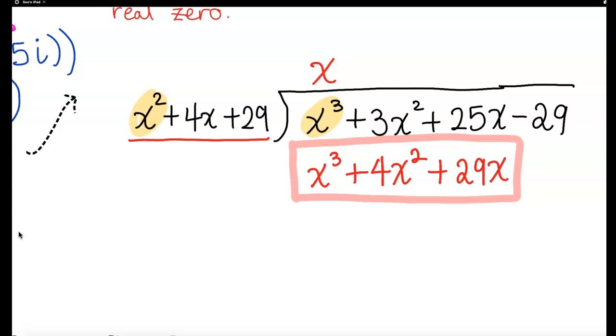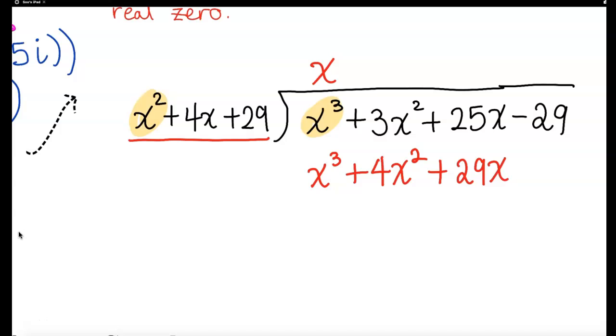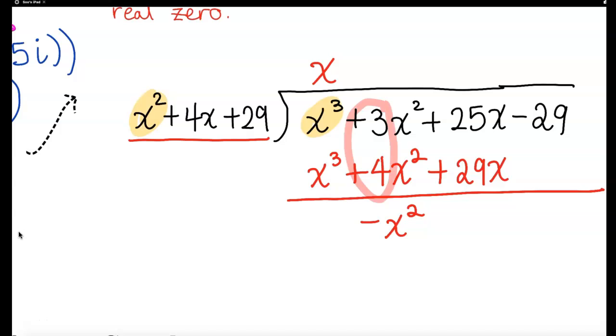And then I subtract vertically, okay? And you know, I usually change the sign and add instead. But whatever you do, you will get negative x squared because 3 minus 4 is negative 1. And if I do 25 minus 29, wouldn't that give me negative 4x? Negative 4x. And I'm going to bring down the negative 29. Okay? And we do the division again.